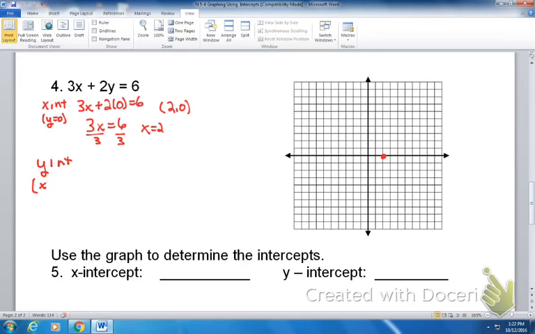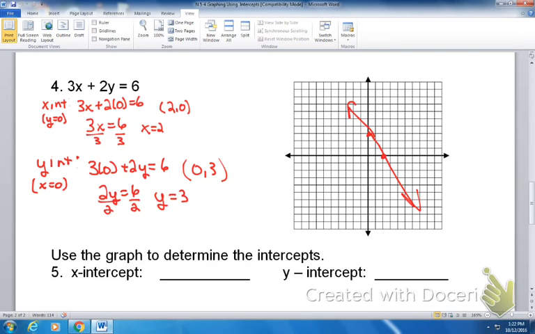Now let's do our y-intercept. To remind myself, I'm going to say x equals 0. So I have 3 times 0 plus 2y equals 6. That's 0 plus 2y, so 2y equals 6. We divide by 2, and I get y equals 3. So I have the x is 0, the y is 3. So over 0, up 3, and then we can sketch in our line.